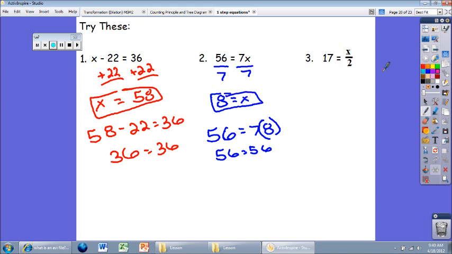All right, and then the last one over here. So 17 equals x over 2. Now remember, a fraction bar is just a fancy way of writing division. So this really just means x divided by 2. So the opposite of divided by 2 is multiplication. So we're going to multiply both sides by 2. So 2 times 17 is 34. So I'm saying 34 equals x. Plug it back in, make sure it works. 34 divided by 2 is 17. So you know we got that correct.